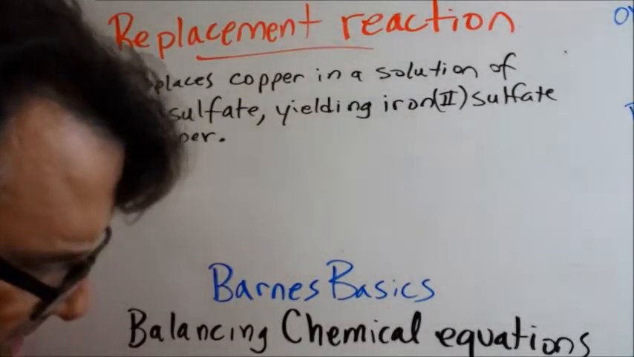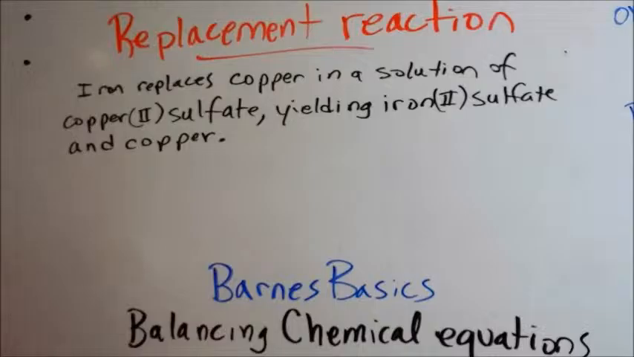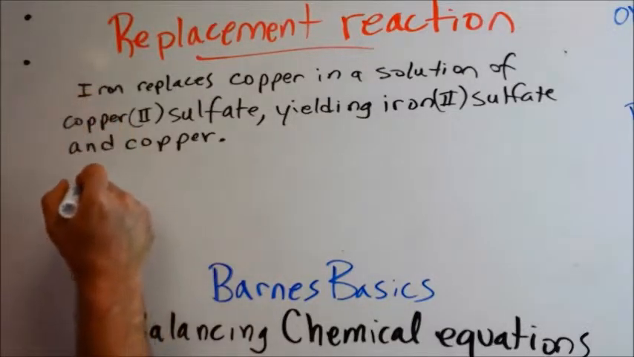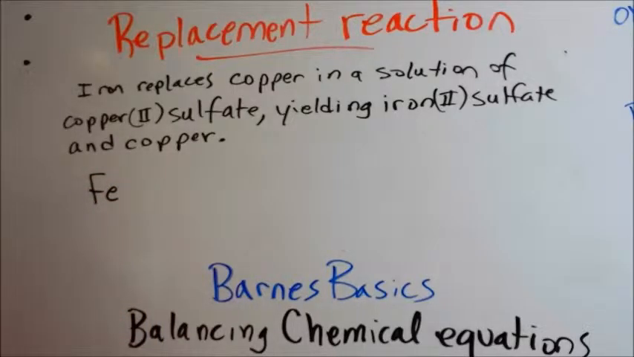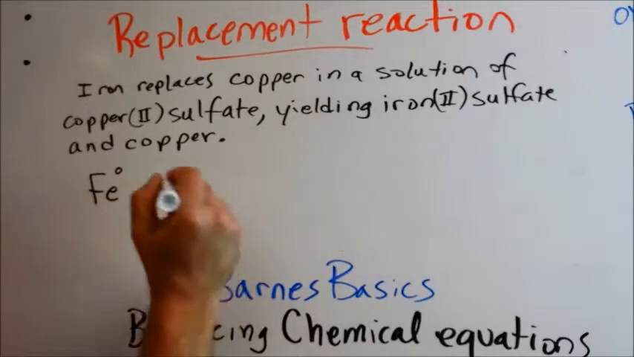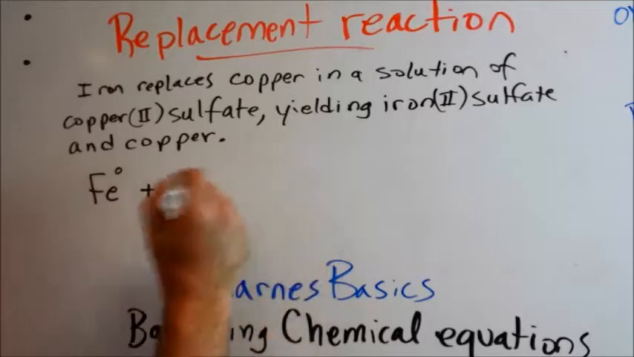In the next kind of reaction, we are going to look at a replacement reaction word problem. Iron replaces copper in a solution of copper 2 sulfate, yielding iron 2 sulfate and copper. In this formula, iron represents an elemental iron atom, so we're going to say that it's neutral. It replaces copper in a solution of copper 2 sulfate.